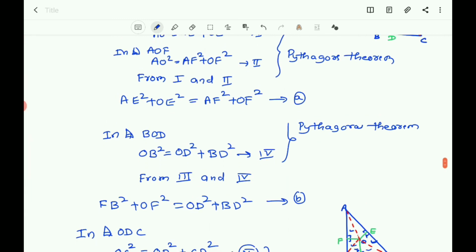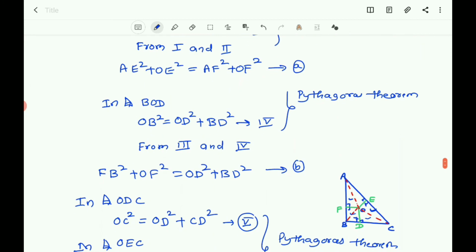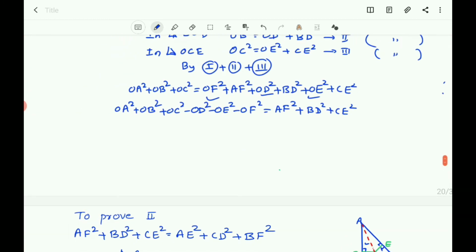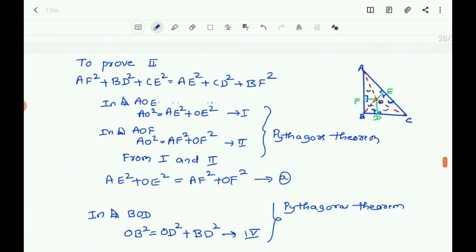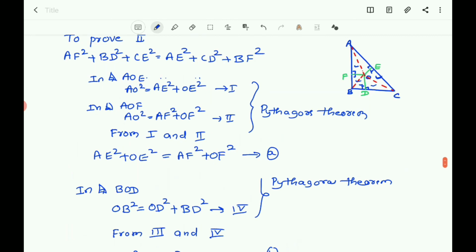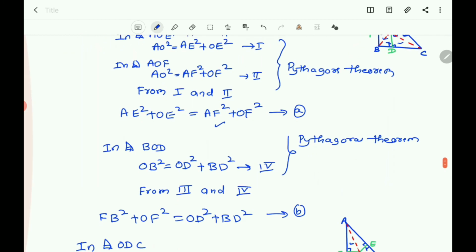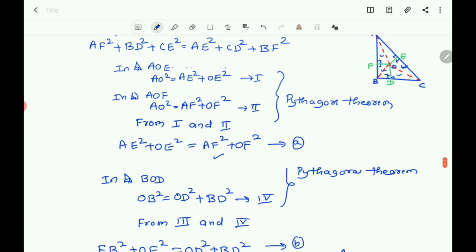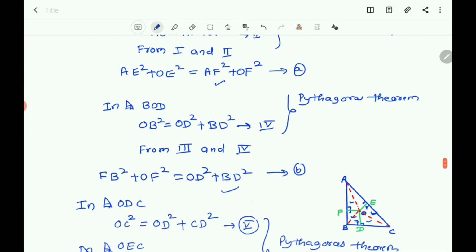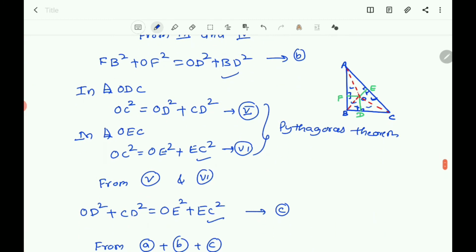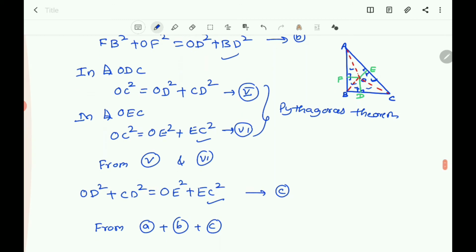But here you have to observe, in the proof, what you have to prove here: AF square plus BD square plus CE square is equal to AE square plus CD square plus BF square. So you take AF square, OF square, and BD square. Where is BD square? This one. And also next one, CE square. Here it is CE square. So add LHS, LHS, LHS, RHS and RHS, RHS.